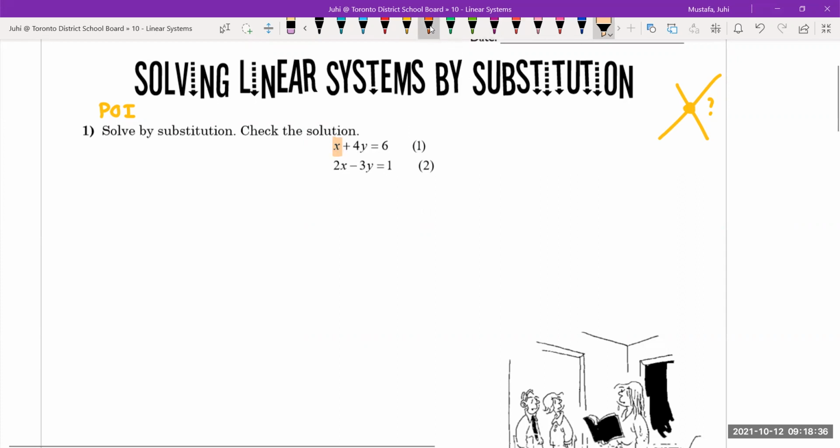So when I'm doing these questions, I will write down my steps as well. We're going to rearrange for x. That's going to be the very first step. Or I'll just say rearrange equation number 1. Maybe that's easier.